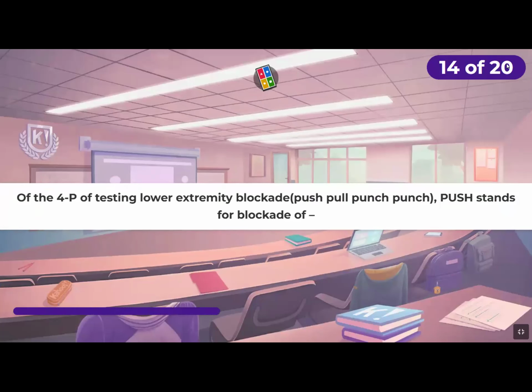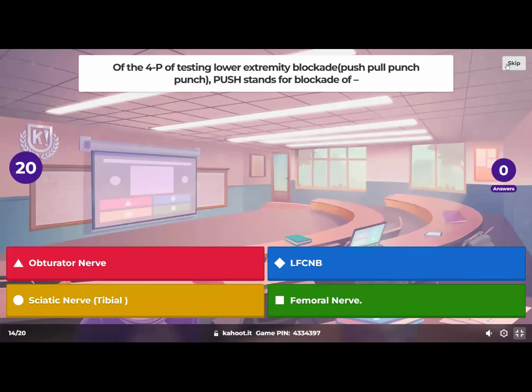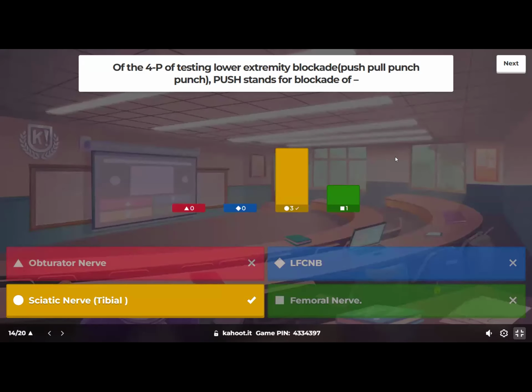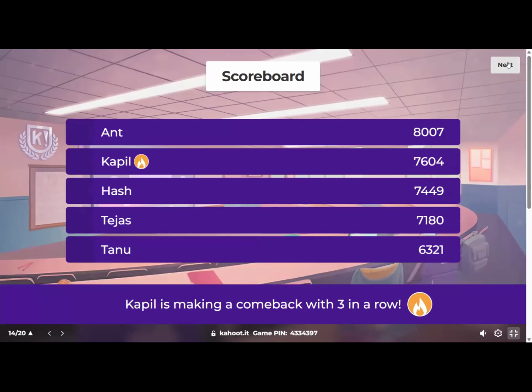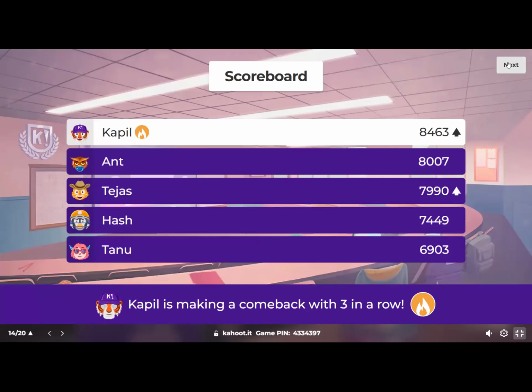Of the 4 P's of testing lower extremity blockade, push, pull, punch, punt, push stands for blockade of which one? It is actually push, pull, punch, punt. Sorry for the mistake. This is specifically given in Bala Venkat sir's handbook. So if anyone has gone through that, they will get the answer. Okay, we are almost there. So now Kapil is leading.